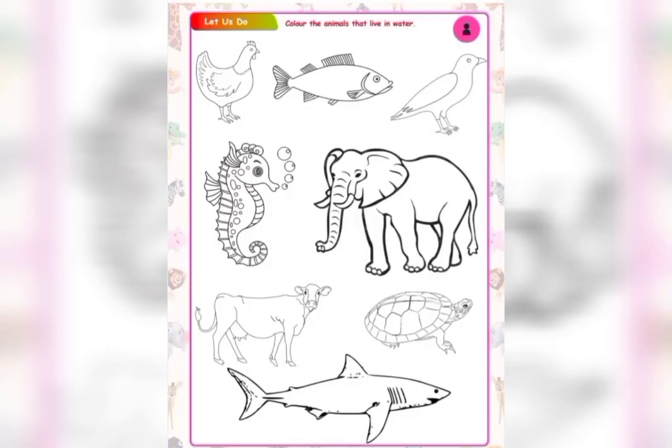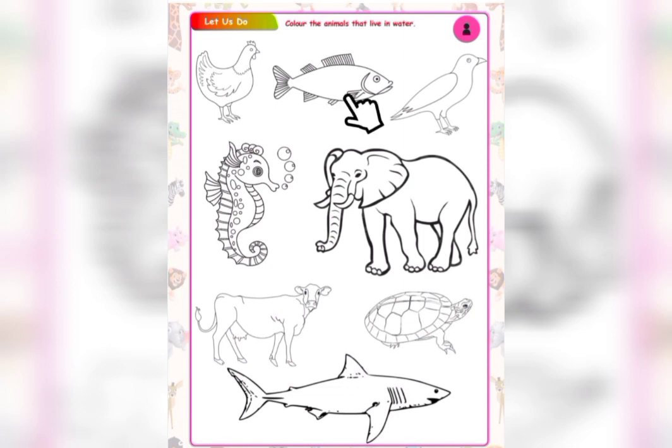Children, now you are going to color. On page number 76, here they have given some pictures of animals. Color the animals that live in water. See, both kinds of animals they have given. Some animals can live in water and some animals can live on land. Now you have to find out only which animals can live in water. For those animals only you are going to color. So which animals, can you guess, children? Which animals can live in water?